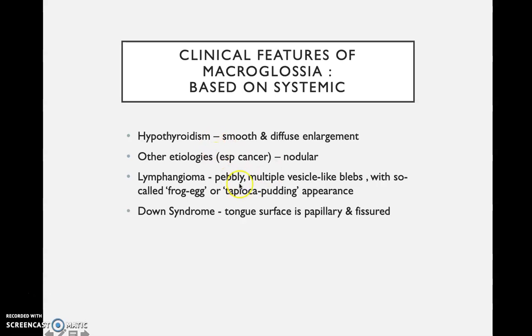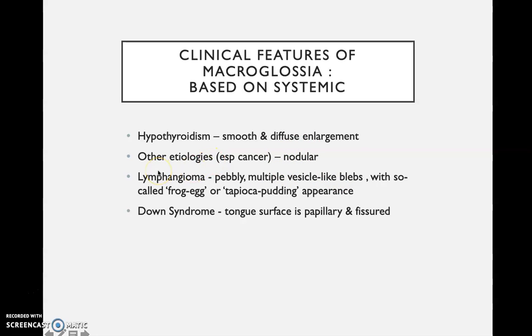Okay, for example, if it's hypothyroidism, usually the tongue will be big, but it's smooth. Okay, and the tongue is generally big. It's not like localized big in certain areas. If it's other etiologies, especially cancer or any tumor, then usually it will be nodular. Okay, depending on the site where the cancer resides.